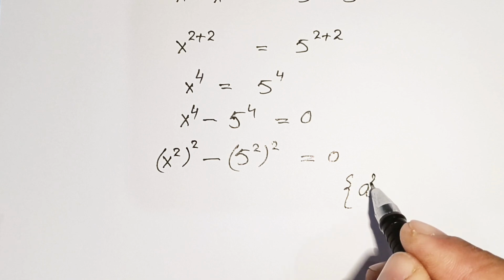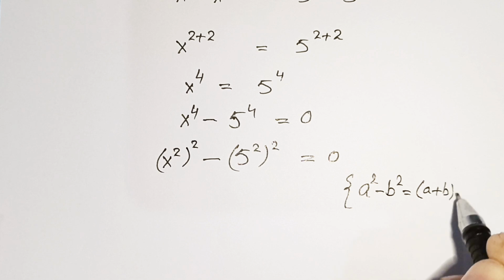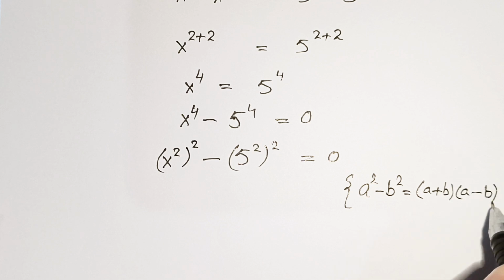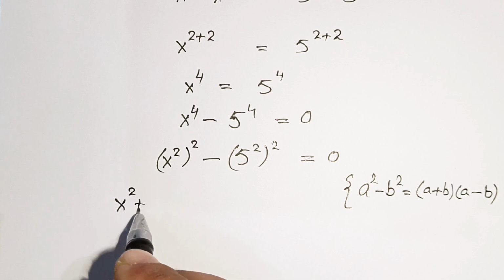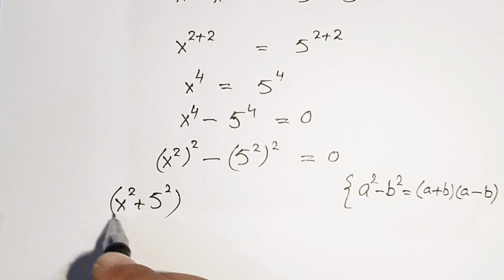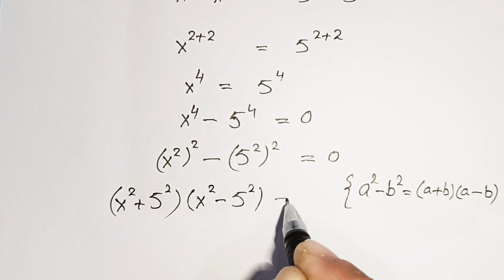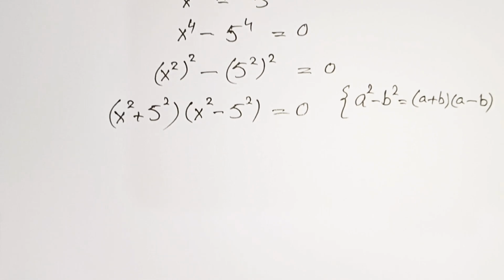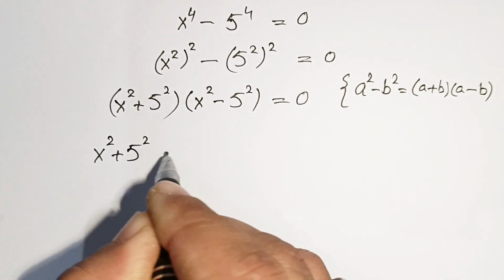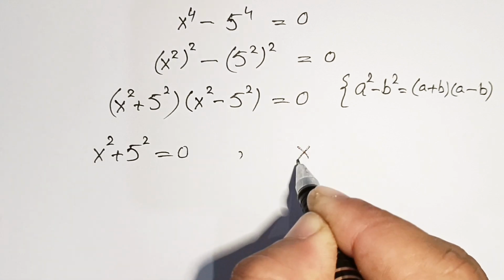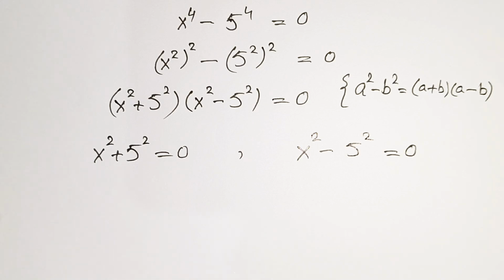If we have a squared minus b squared, then it is equal to a plus b times a minus b. So here we have x squared plus 5 squared times x squared minus 5 squared, which is equal to 0. Now we have two possible cases: x squared plus 5 squared is equal to 0 and x squared minus 5 squared is equal to 0.